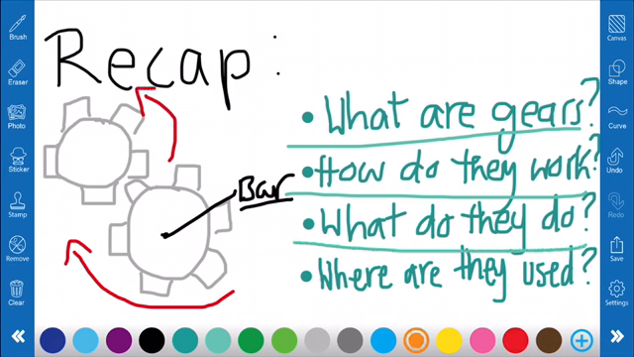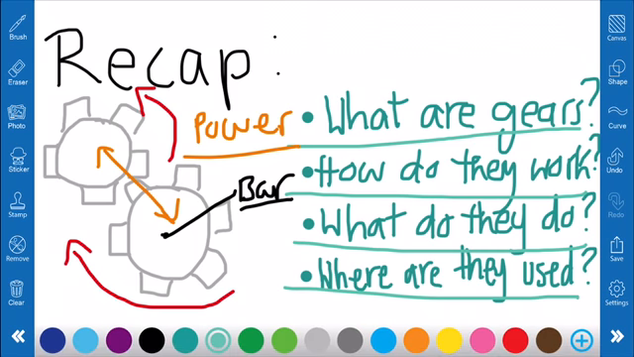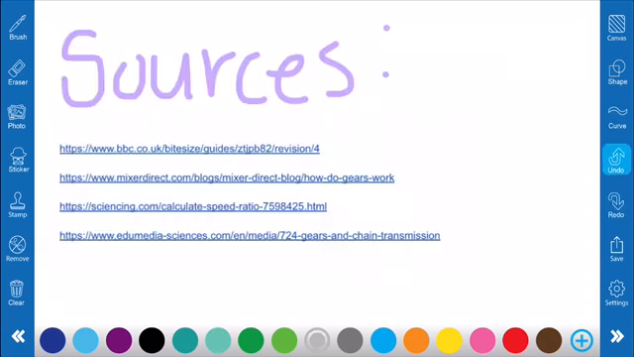What do they do? Gears transmit power between one another from one part of a machine to another part of a machine to either accelerate or decelerate speed or increase the force. Where are they used? Gears can be found in car engines, clocks, bicycles, drills, manual can openers, and many other machines.